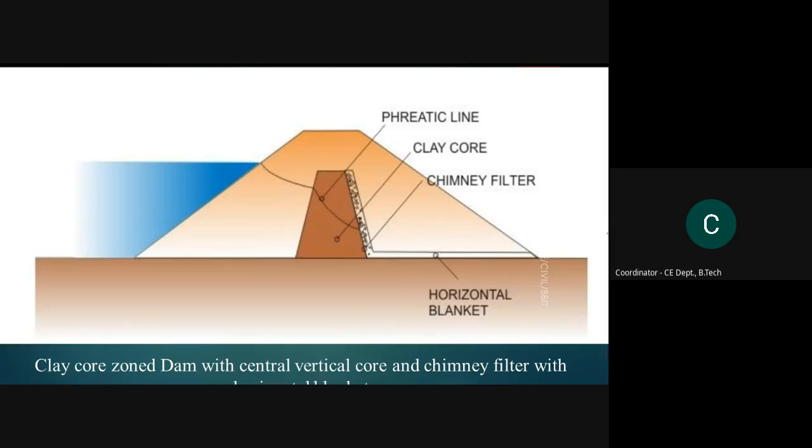The next one is the clay core zoned dam with central vertical core and chimney filter with horizontal blanket. Here the clay core is situated in the central part of the embankment, where a chimney filter is provided and a horizontal blanket is provided. The chimney filter is provided parallel to the slope of the central core, and this is the phreatic line representation as you can see here.